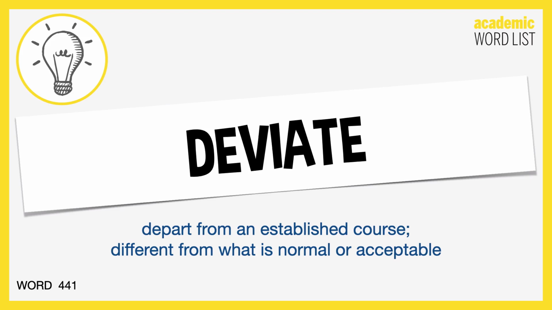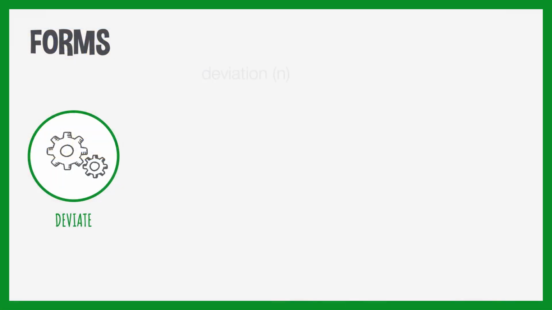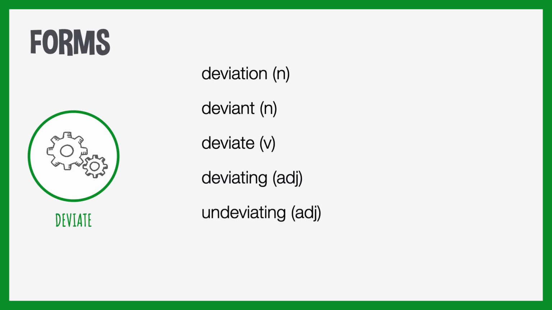Firstly, it's to depart from an established course or an established path, but it can also mean different from what is normal or acceptable. So if you're going against social norms. For example, the people in my hometown were suspicious of anyone who deviated from the norm. So anyone who was slightly different, people were suspicious of. Lots of forms here: deviation, deviant, deviate, deviating, undeviating.